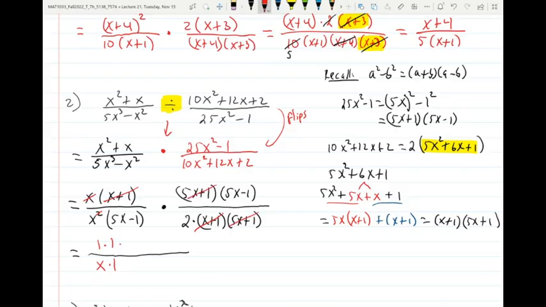Yes, this one is this one. Again, 1. The 1s are not necessary. They're just put in there so you understand that it's not like things have disappeared. They become 1. Okay. And then 5x minus 1.